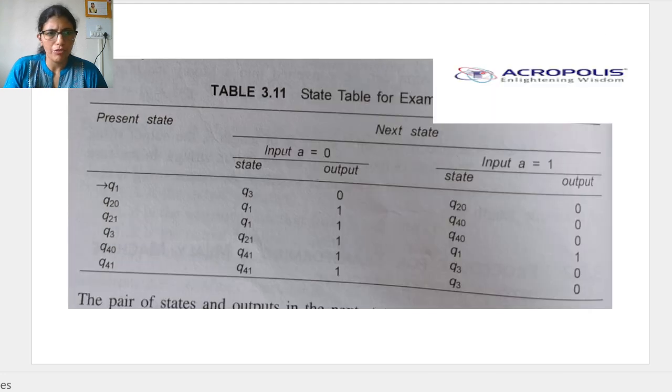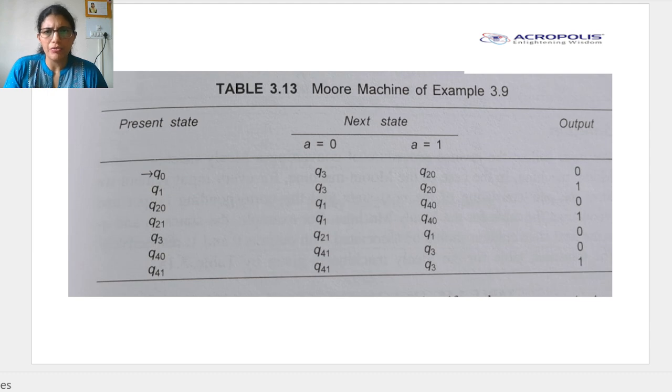And I would like to tell you one more point: when we convert the Moore to the Mealy machine, the number of states will also increase, because we have a separate output for the corresponding input alphabet. That's why the number of states is more here. Then what is the meaning of Q20 and Q21? For the present state Q2, we have two different outputs, one is 0 and another one is 1. That's why we have made it Q20 and Q21. And the same thing we have done with Q4.